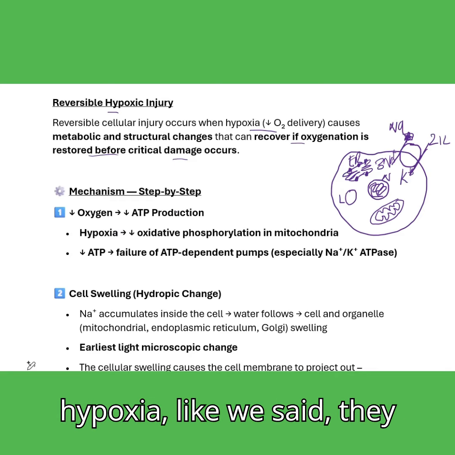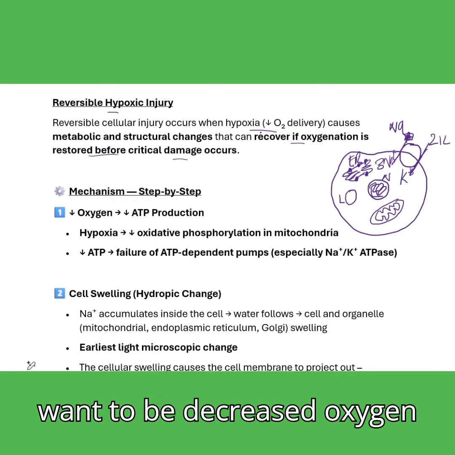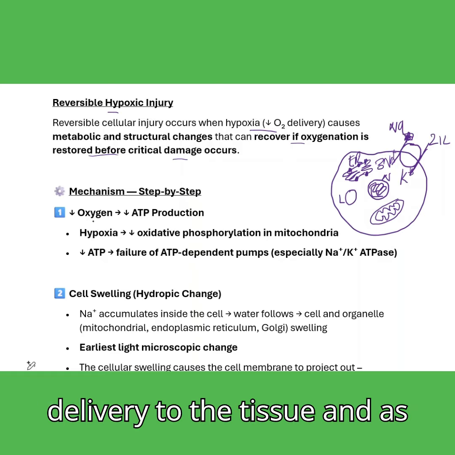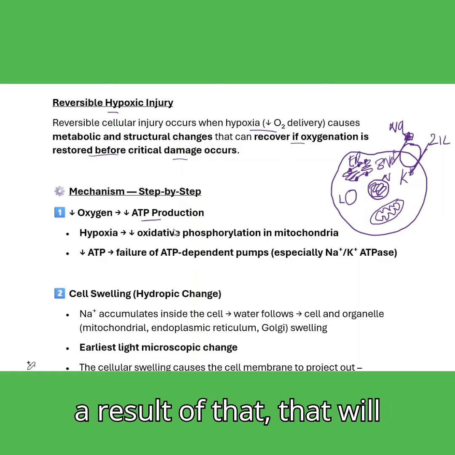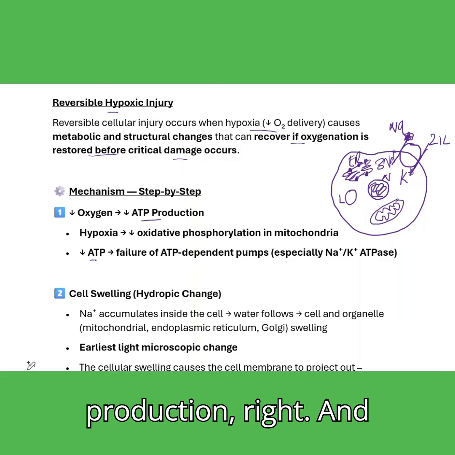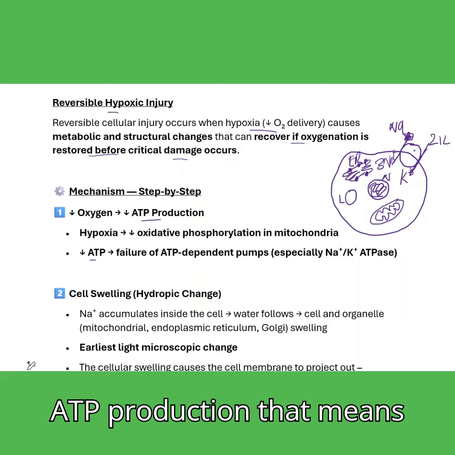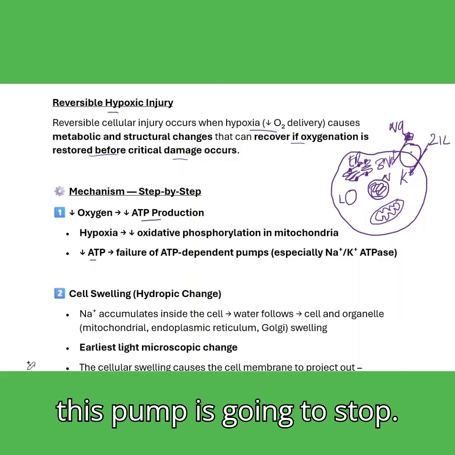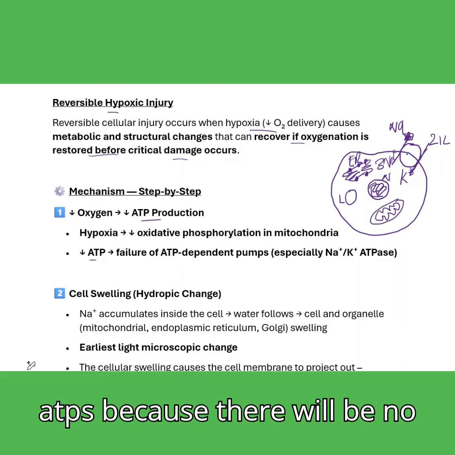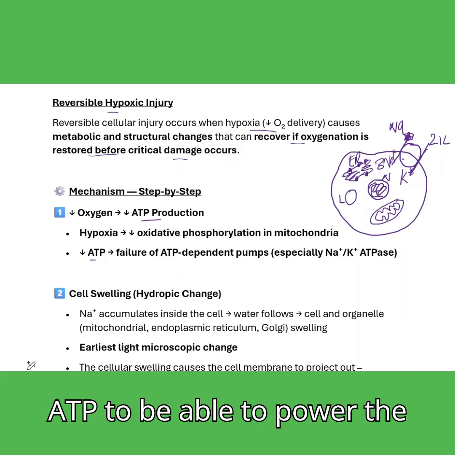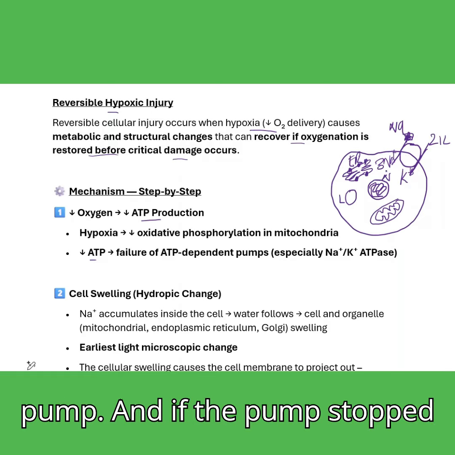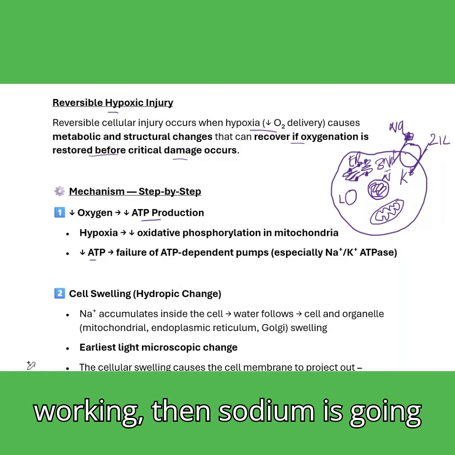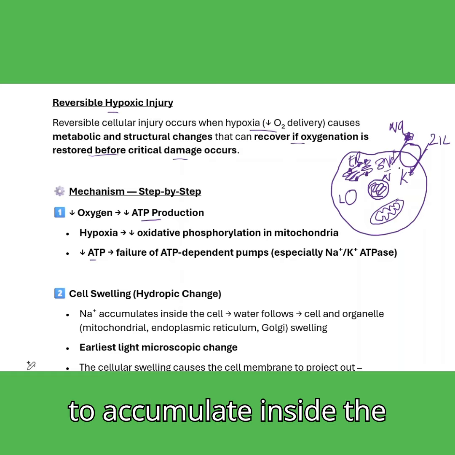If somebody has hypoxia, like we said, decreased oxygen delivery to the tissue, as a result that will lead to decreased ATP production, right? And because of the decrease in ATP production, the sodium potassium ATPase pump is going to stop working, because there will be no ATP to power the pump. And if the pump stops working, then sodium is going to accumulate inside the cell. We can't take the sodium out. And anywhere sodium goes, what follows?